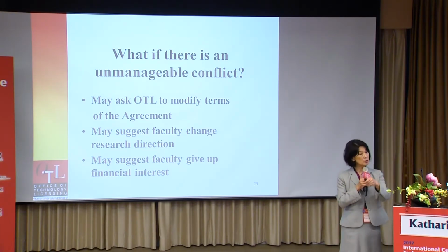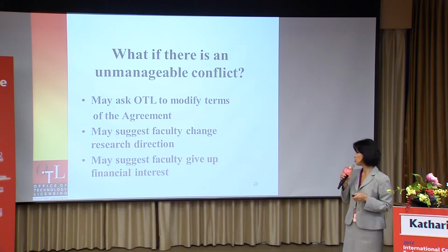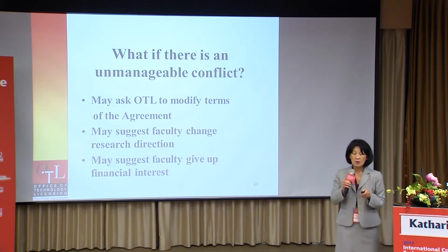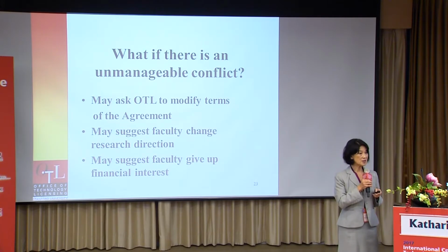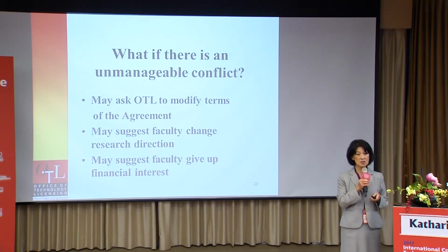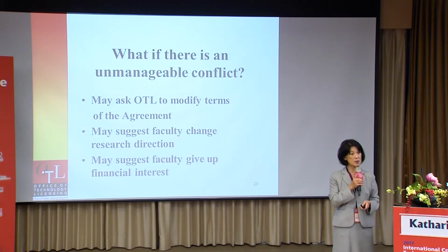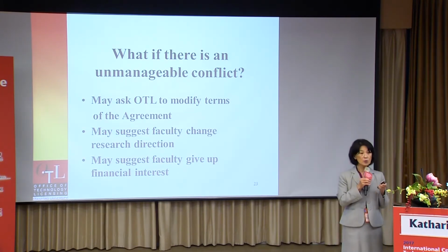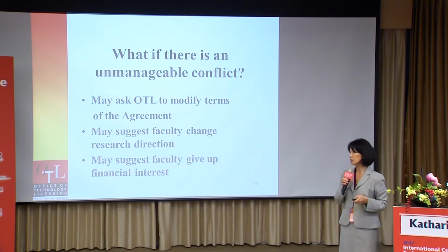But again, we probably wouldn't have approved the conflict if they wouldn't change the research direction. We can also suggest that the faculty give up the financial interest. Sometimes faculty are very interested in getting sponsored research from a company, and if they have a financial interest, we're less willing to do that. So they might rather have no financial interest in the company and get the sponsored research money. So again, we leave this choice up to the faculty, and if the faculty doesn't want to make a choice, then we'll probably modify the license agreement.